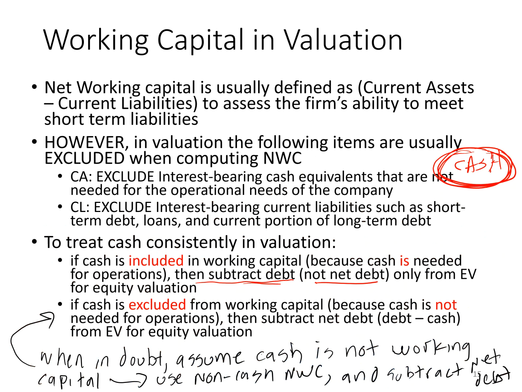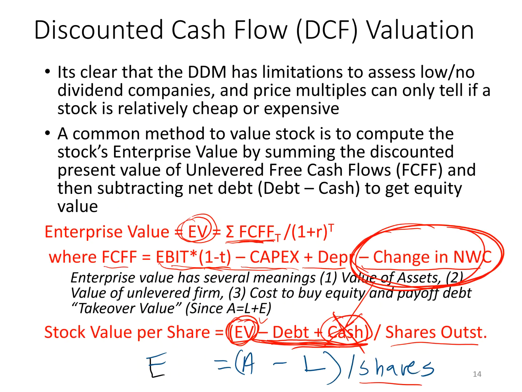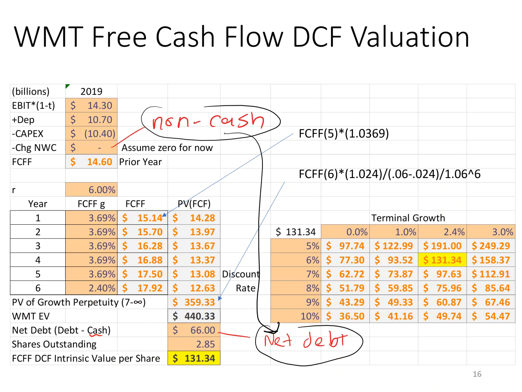However, if cash is excluded from working capital because you do not need it for operations, then I'll subtract net debt. So back to this example. If cash is excluded here, that means I don't need cash for working capital, which means it is available to pay off the debt. And this is the most common way of treating it. If you're in doubt in valuation, use non-cash working capital and use net debt here and not just debt. All right, so let's do a valuation of Walmart where I'm going to assume cash is not needed in general to run the business.